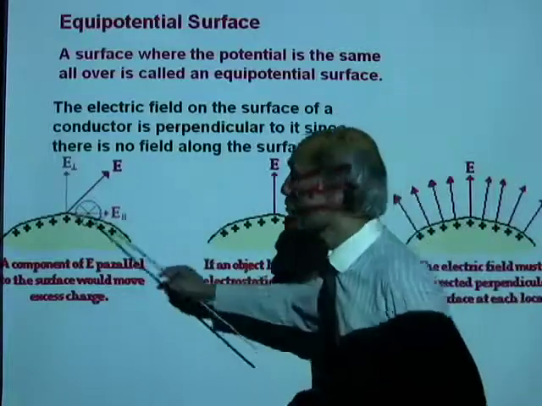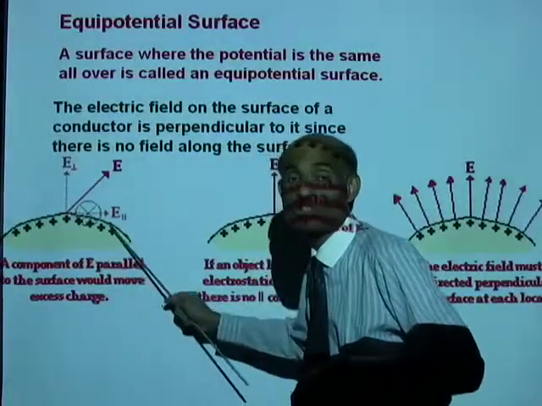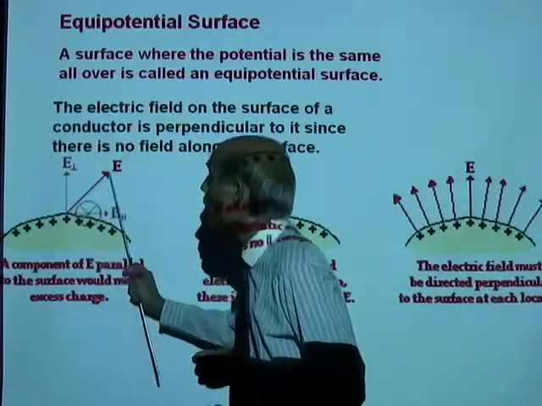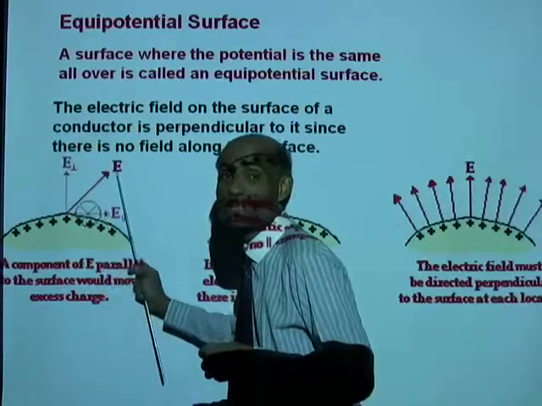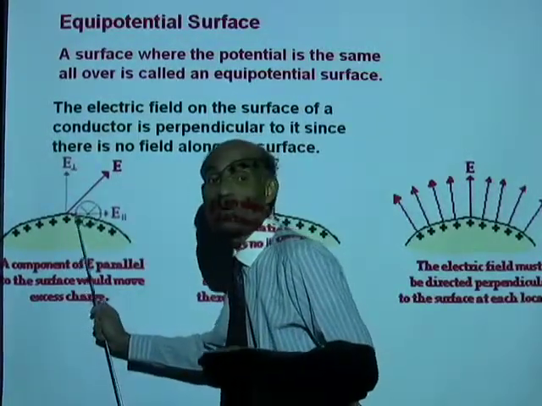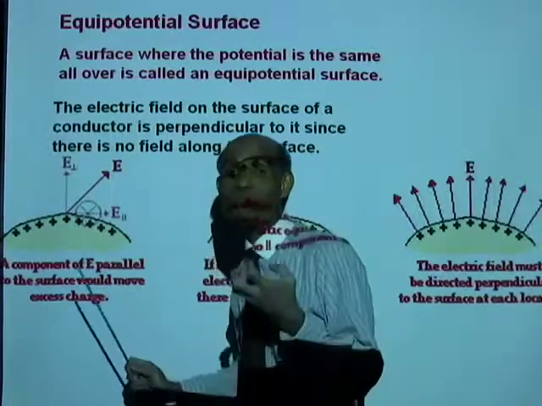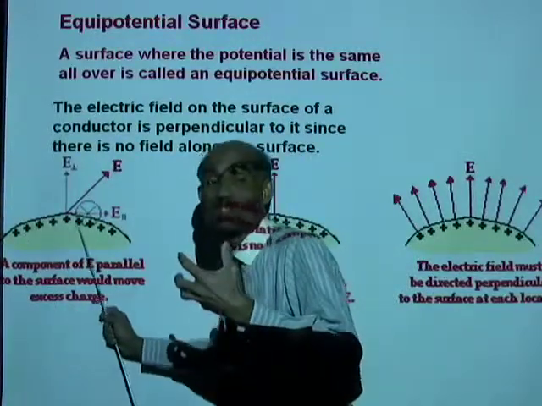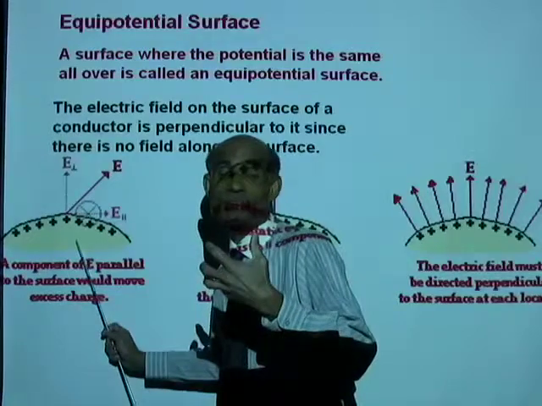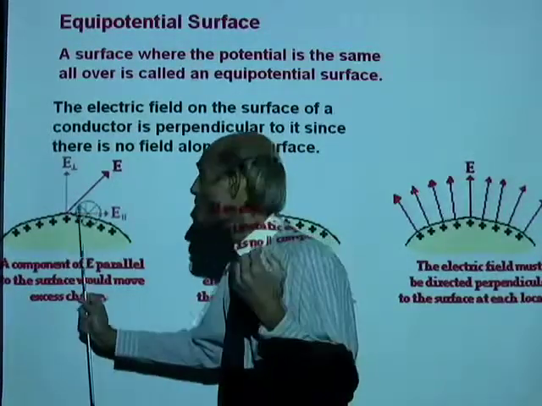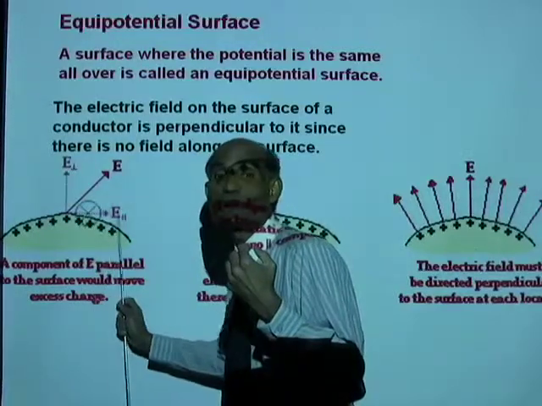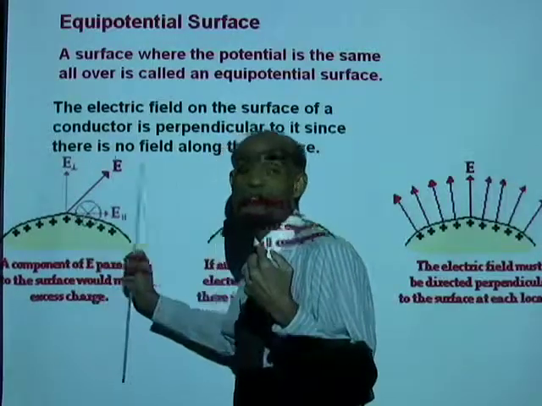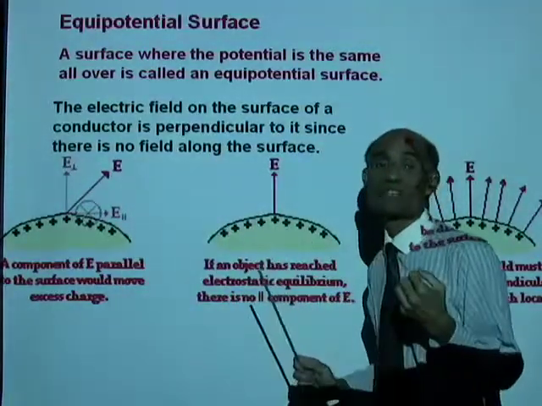Why? Because the electric field along the surface of a charged conductor is zero. I showed it to you in the last class. If the electric field is not perpendicular, if the electric field is like this, then there will be a component along the surface. And if there is a component of electric field along the surface, it will make electric charges move on the surface. Since that does not happen, we know there is no electric field component along the surface. That means the electric field is at right angles to any surface that is charged.